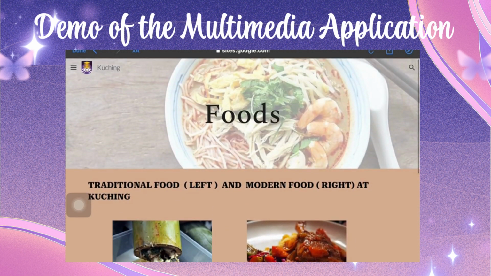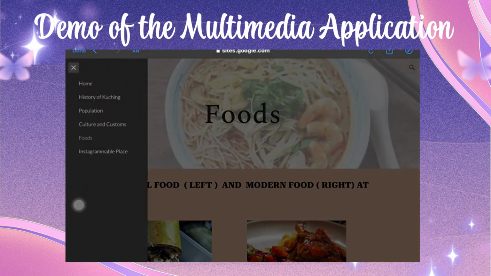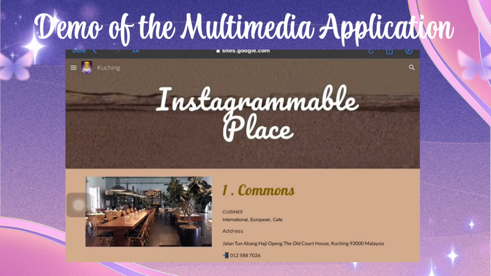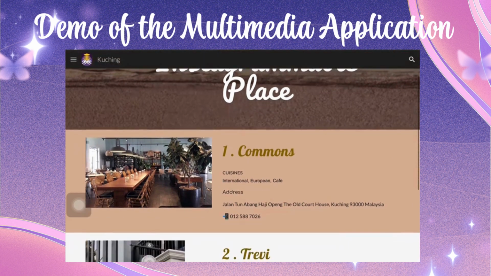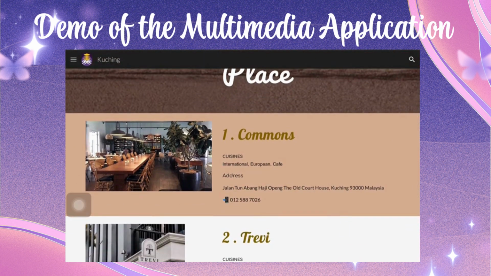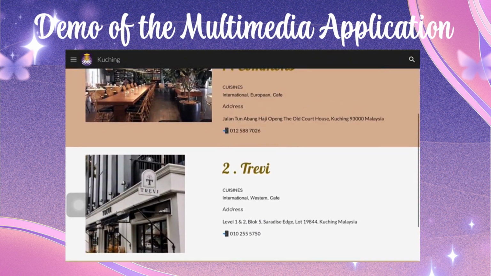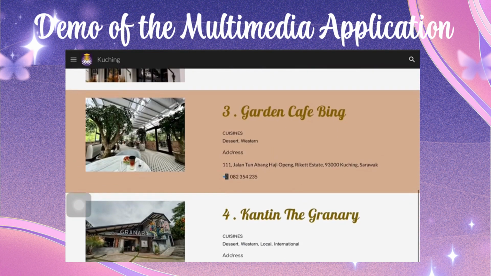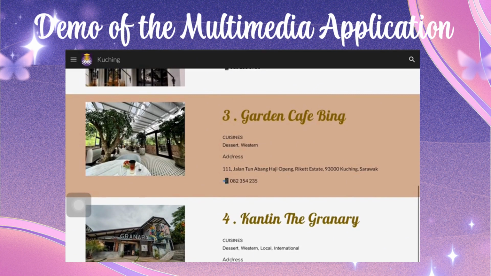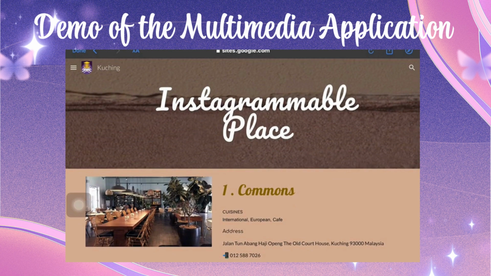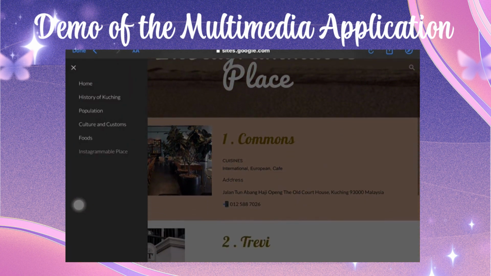As you click again on the button, the last one is the Instagrammable places that you can find in Kuching. When you click on the button, there are several places that we have chosen for people who like to take OOTD pictures or like aesthetic places. These are the places that we have chosen for you to take OOTD pictures, or if you are an Instagrammable type of person. We have also included the addresses and phone numbers, so you can contact them if you want to book a slot, just in case the place is very packed with people.